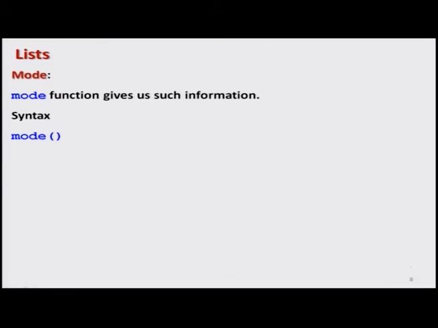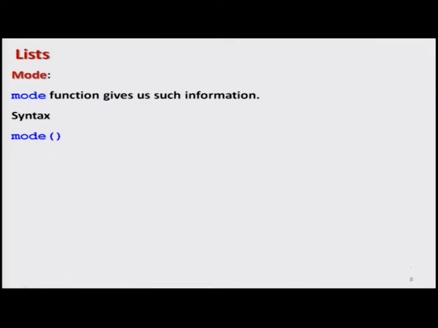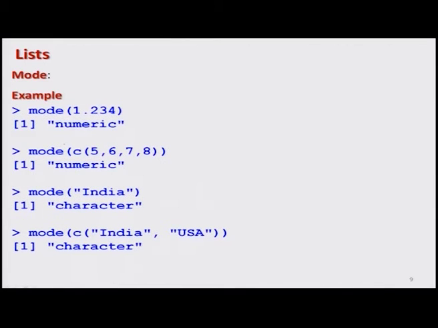Now, we come to the aspect of how you find out the mode. We also discussed it earlier, but here I will repeat it with some more examples on other types of mode. The mode function gives us the information about the mode, and the syntax is simply mode, and inside the brackets you specify the value of which you need to find the mode. So, let me take some examples and see here.